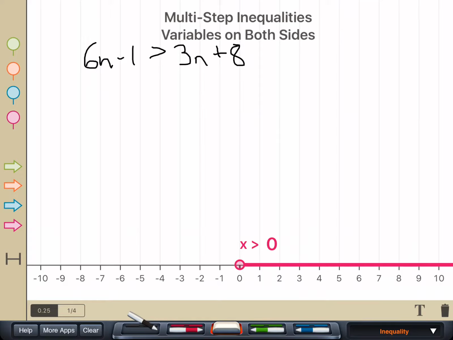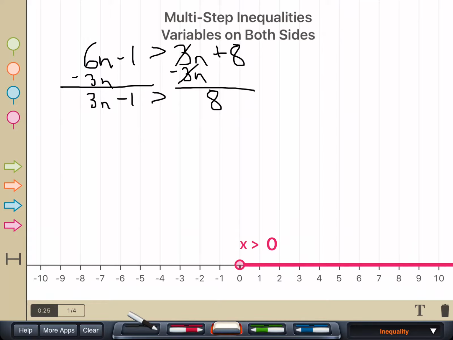So here we go. I'm going to start by getting rid of, or neutralizing, this 3n on the right side. I've got positive 3n, so I'm going to subtract 3n here, and I'm going to subtract 3n here. And when I do my subtraction, 6n minus 3n is 3n, minus 1 is greater than, that's nothing, greater than 8. It's a positive 8.